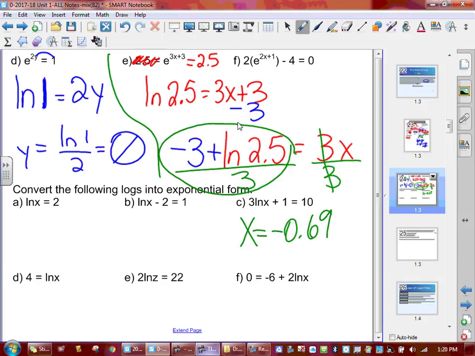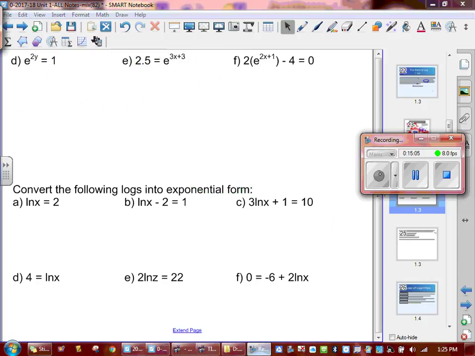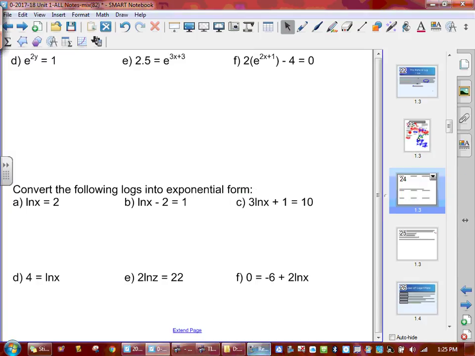Okay, we're going to tackle letter F now. We always need to have the variable isolated. If you look at letter F, it is not isolated. So we need to move the 4 over first. It's always reverse BEDMAS. So we're going to add 4, we're going to add 4. So then we're going to get 2 e exponent 2x plus 1 equals 4.